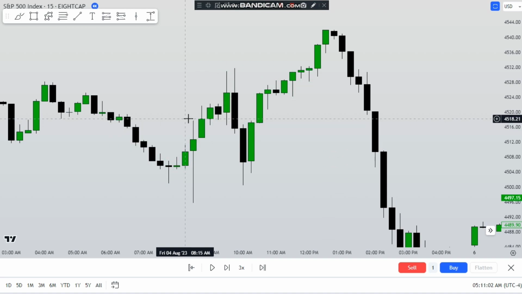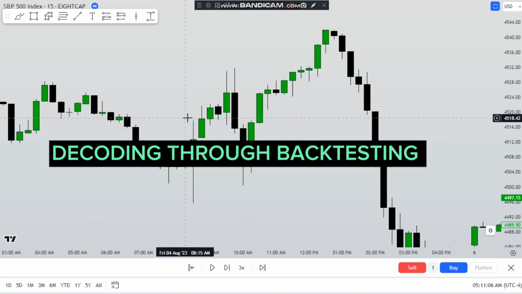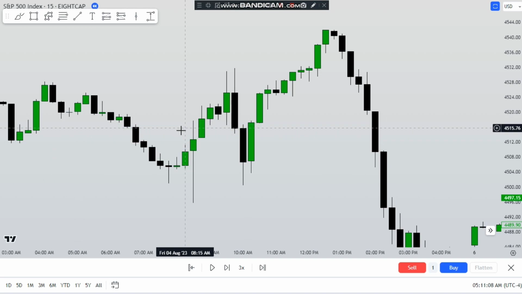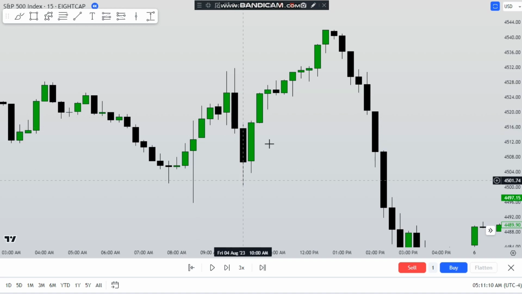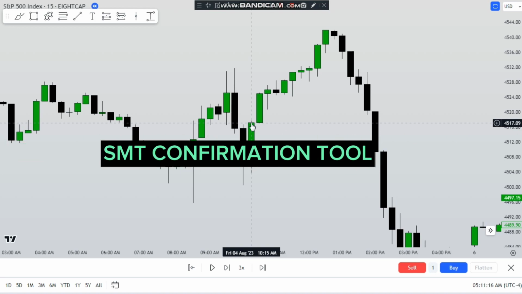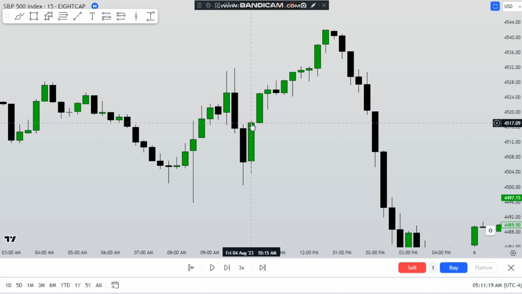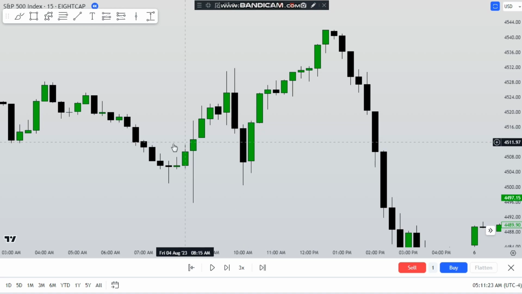In this lecture, I will completely decode the breaker blocks by backtesting it, and we will discuss what's the psychology involved in this particular area that makes this move highly probable. And in the end, I will give you a smart money confirmation tool that will make your life much easier. Okay, so let's start from the definition of breaker blocks.